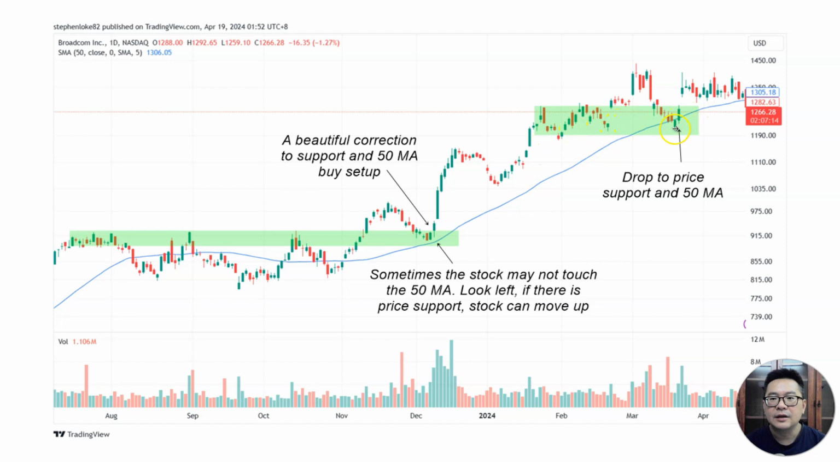And here we have another example where the 50 MA supports the stock. It corrected, formed a green bar at the 50 MA after many red bars. But here are also prior highs. This is a support area, and that's why it went up from there.